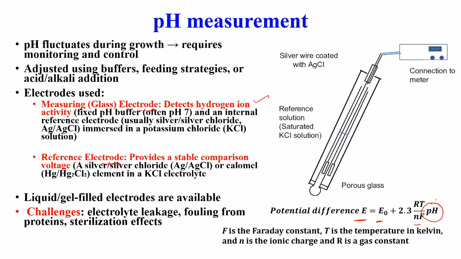So, we directly get the pH value, and it is monitoring the difference in the potential. This is the Nernst equation. Here there are certain challenges also, such as leak of electrolyte. As this bulb is directly coming into contact with the fermentation broth, there is an issue of fouling and some challenges of sterilization, because many times steam sterilization may not be recommended.